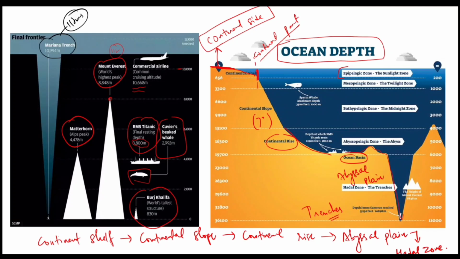So this is the depth-wise arrangement of different segments of the oceanic floor. Okay. So this part, I've told you, is the continent part only. I can write with some other ink. This part is the continent part.